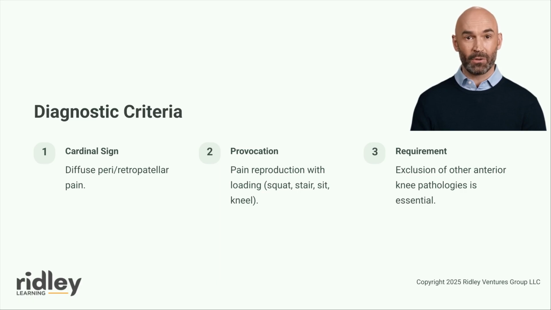The 2024 Best Practice Guide provides a structured diagnostic framework that has achieved broad consensus among researchers and clinicians. The essential diagnostic criteria include peripatellar or retropatellar pain, reproduction of symptoms with at least one activity that loads the patellofemoral joint such as squatting, stair ambulation, prolonged sitting, running, or kneeling, and exclusion of other conditions that may present with anterior knee pain. These criteria emphasize that patellofemoral pain is fundamentally a loading-related condition, and symptom reproduction with provocative activities is essential for diagnosis.